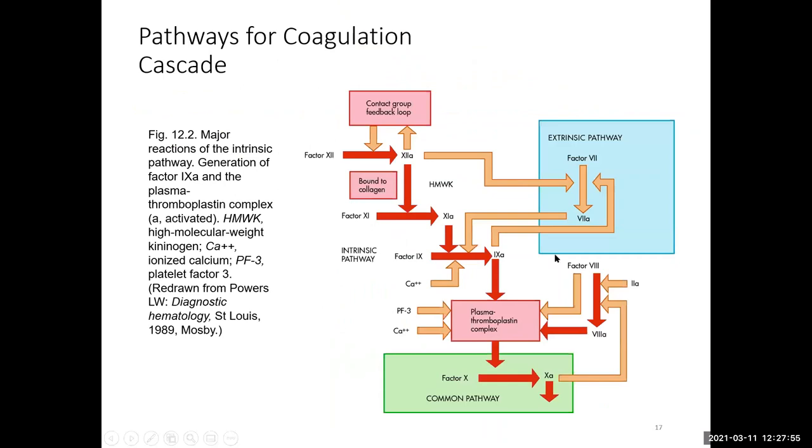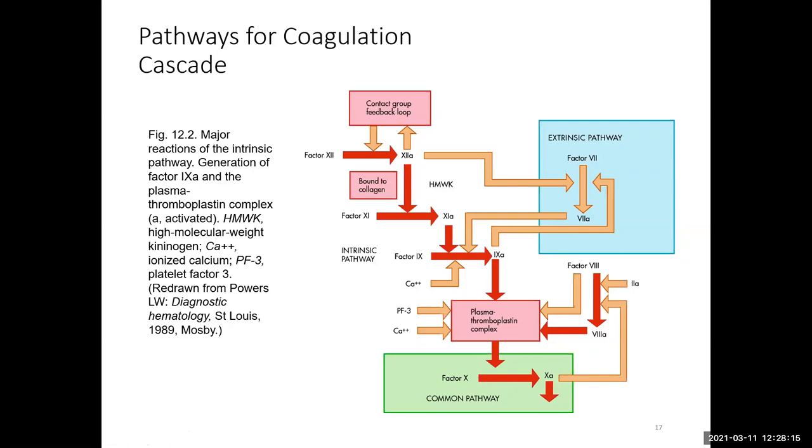And this kind of shows you that these factors each activate the other. It's very complicated. You will learn this in hematology, so I don't expect you to know it now. You can see calcium comes into play.